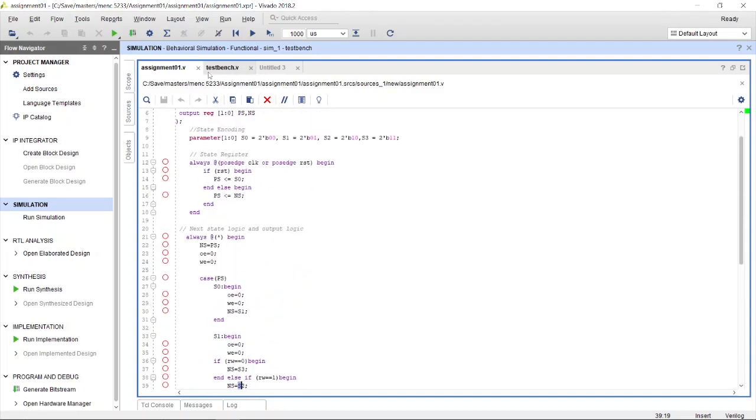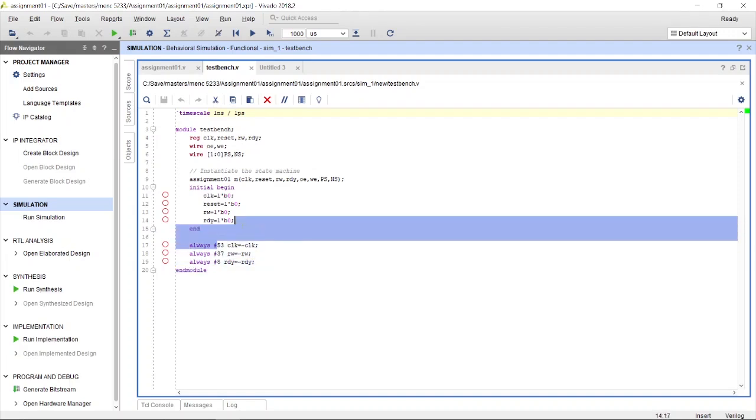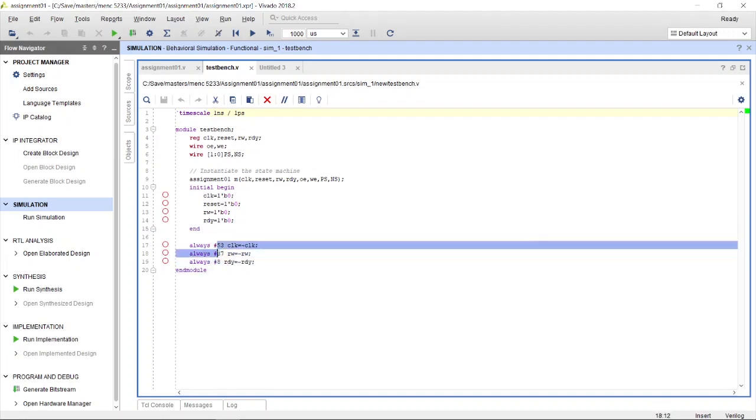And then the test bench. Okay, this is the test bench. On the left-hand side we have reg clock, reset, RW, RDY, and the output that we want to measure is wire OE, WE. Initially we begin by setting everything as 0. The values here are random values that I just keyed in, so that we can simulate all possible outcomes from the table.